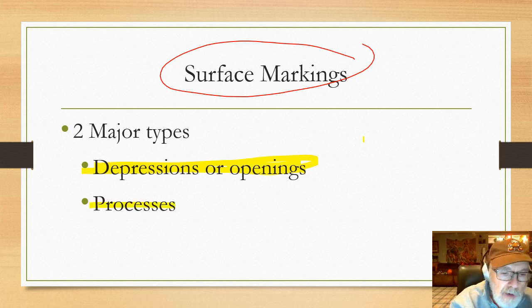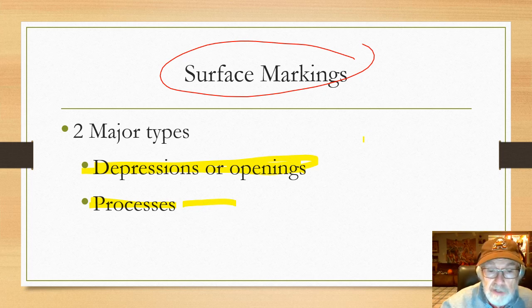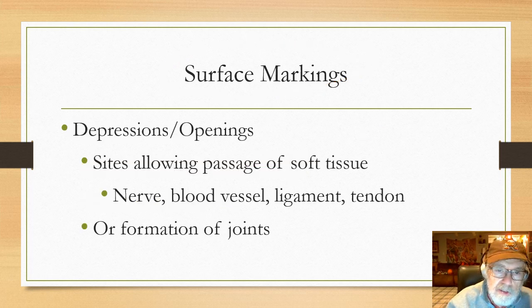We also have what are called processes. Processes are outies. The outies are bumps, lumps, ridges, crests, hills, things like that on the outside of a bone. And they could all have a specific name. And again, they're all there for a specific purpose. They're not just there for ornamentation, but they do serve a purpose. Let's talk about those individual things.